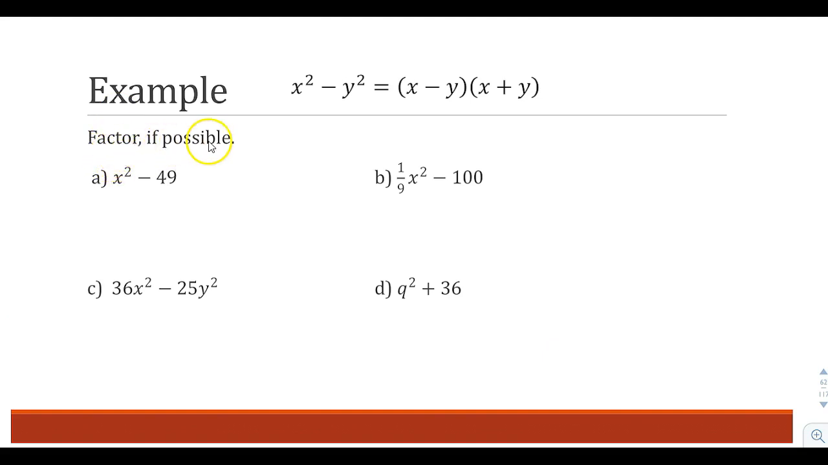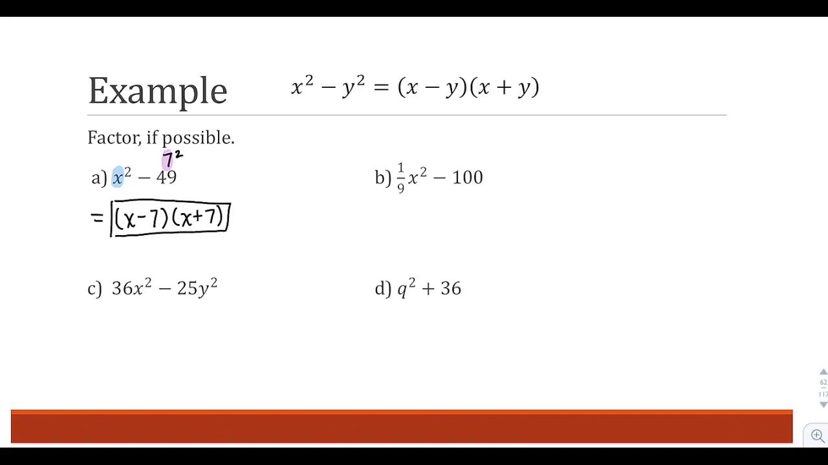So factor if possible. We have x squared minus 49. So I have a difference of two perfect squares here. X is being squared in the first term. In the second term, 49 is 7 squared. So I have my first value being squared, my second value being squared. So we will apply it directly to the formula. We have x minus 7 and then x plus 7. So we subtract the two terms and we add the two terms.